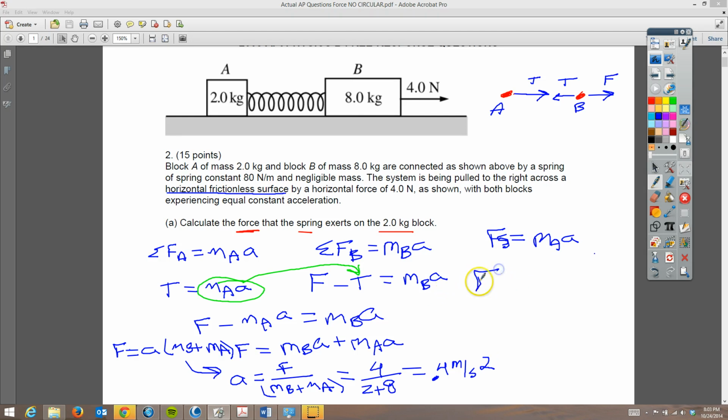And so the force of the spring is just equal to 2 times 0.4 meters per second squared. So here we end up with 0.8 newtons. And that would be our final answer for part A. That part's actually worth 4 points.